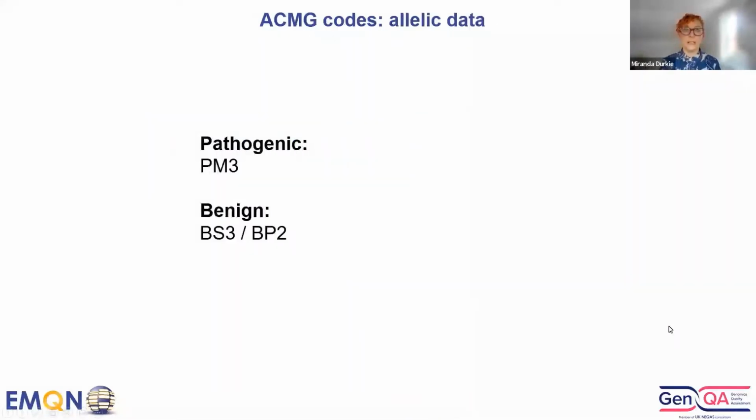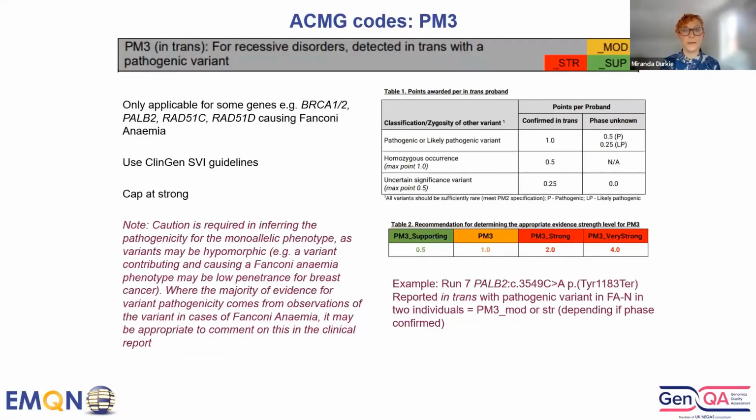So now moving on to the allelic data. Again, I'm going to go through this quite quickly because it's already been covered by Andrew. It's not very often used, but there are some circumstances when you can use it. It's actually very useful because you can get up to a reasonable strength, or we cap it as strong. So it's for recessive disorders where it's detected in trans.